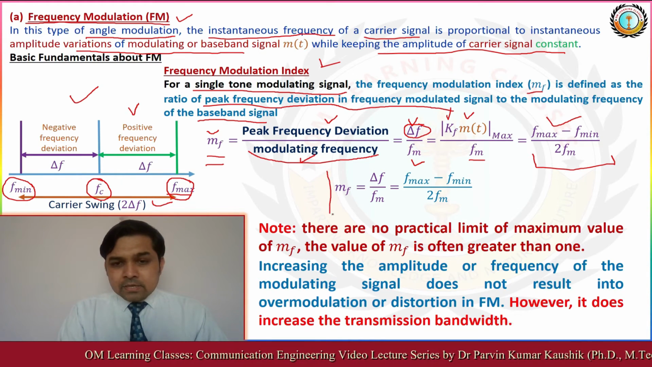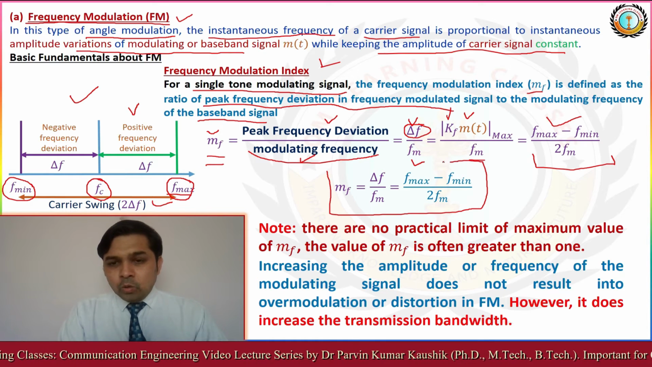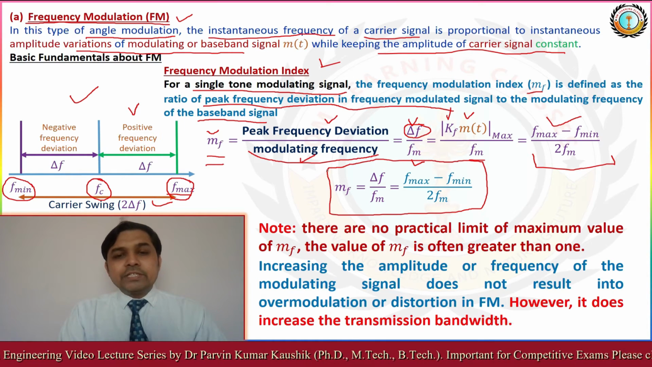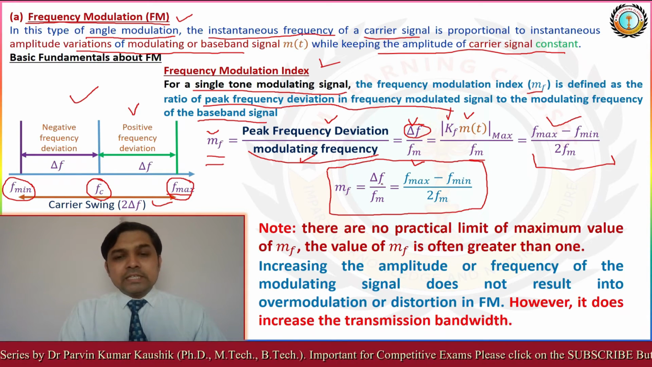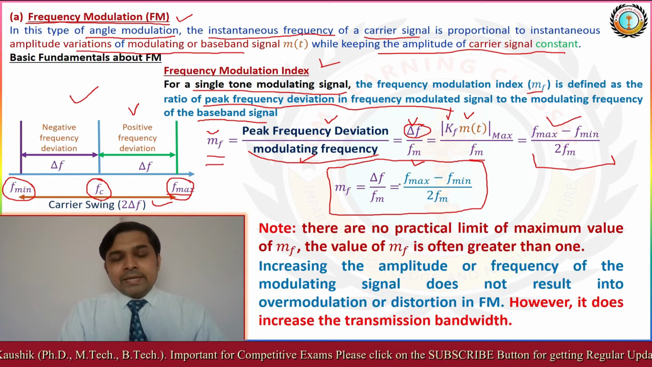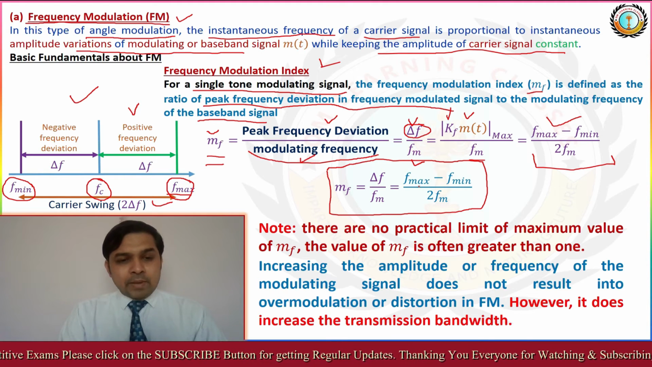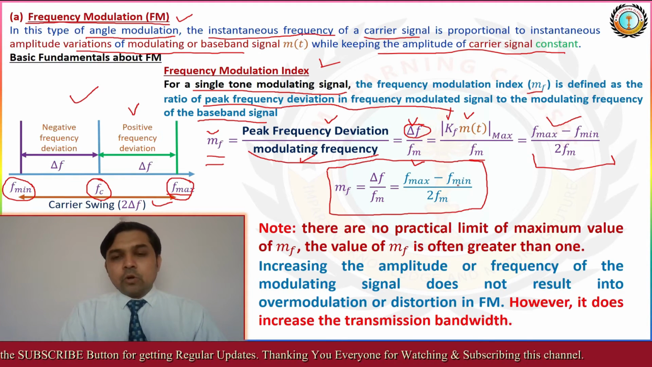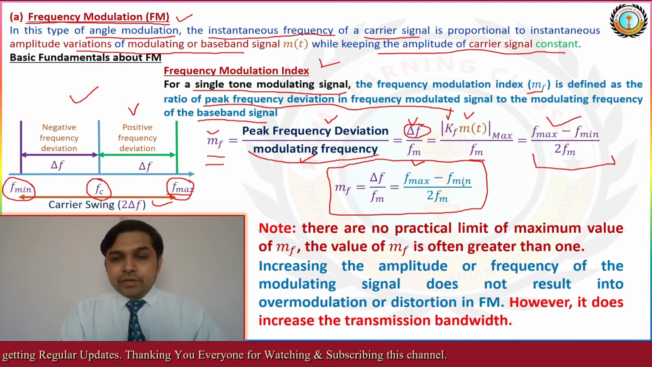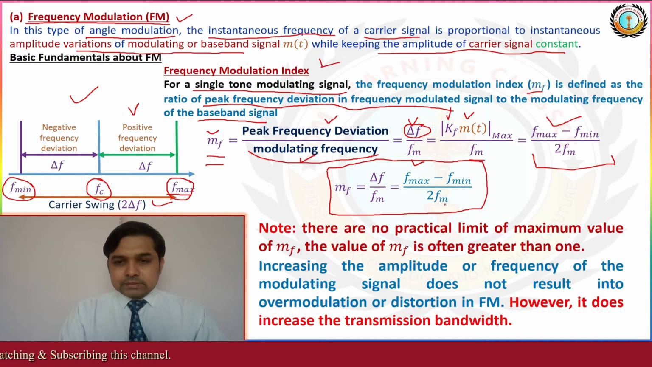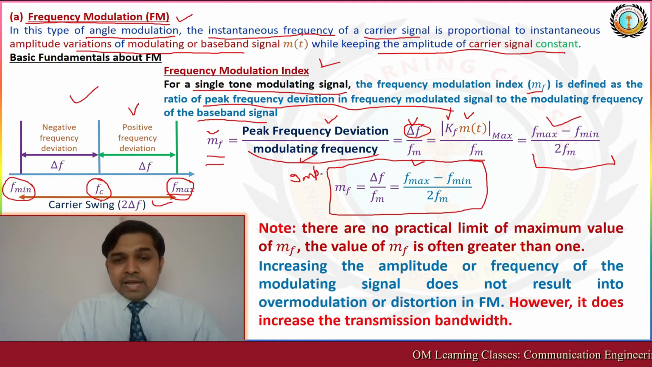So at this point we have both formulas of the modulation index. The first formula is related with delta f by fm, and in the other formula we define delta f in terms of the maximum frequency and minimum frequency of the frequency modulated wave, considering the modulating frequency. It is very important for both your experimental and theoretical understanding.